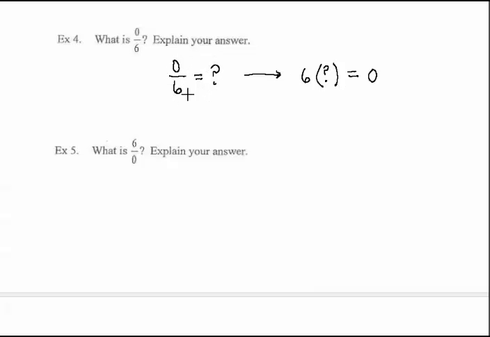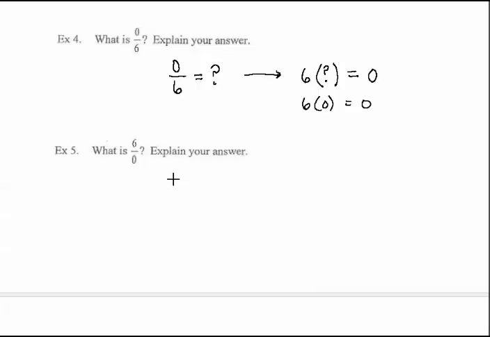What number is that? Okay, that answers this same question here. What is 0 divided by 6? Well, the only number that will take this 6, multiply it, and give you a 0 is, of course, the 0 itself. 6 times 0 equals 0. So that's the logic that we're using here.